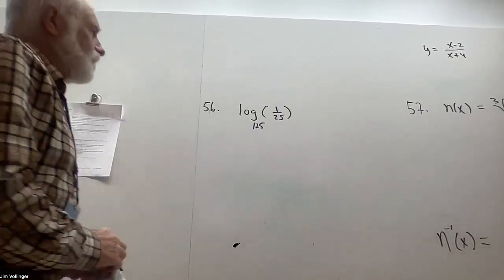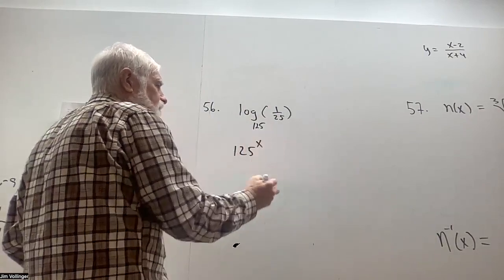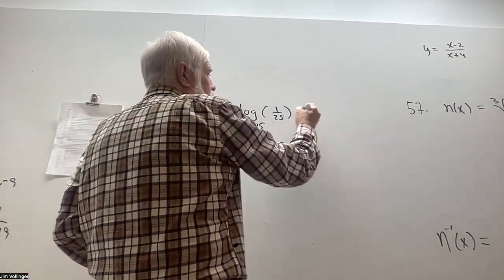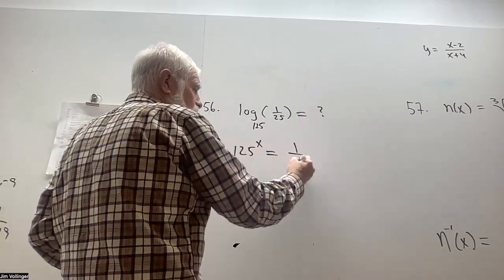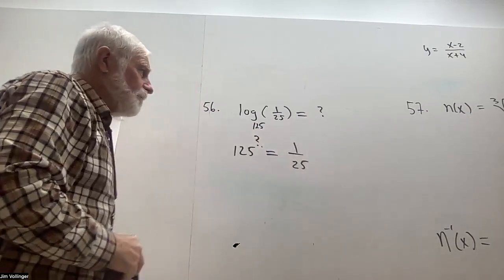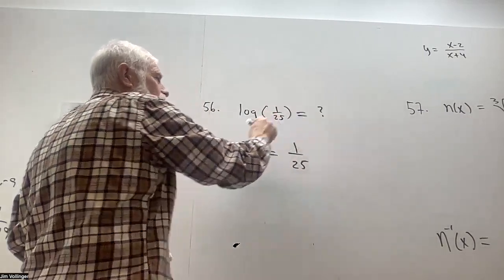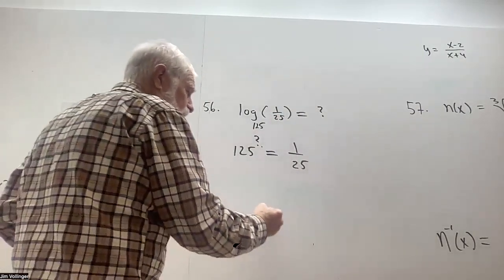Okay, so knowing what the language says, you want to figure out what you put on top of 125 to get that answer, 1/25. So that's the question mark in this equation. Trying to find the exponent that turns this number into that. Conceptually, many of you already know the answer.